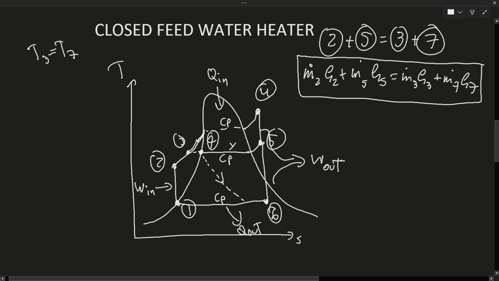And just like your open feed water heater, you have to pay attention to how much mass is being involved. That's why you have to take into consideration the y over here. y is basically the fraction. It's supposed to be a percentage of how much water is going into the heater. And over here is the rest, 1 minus y. And that's it, super easy.